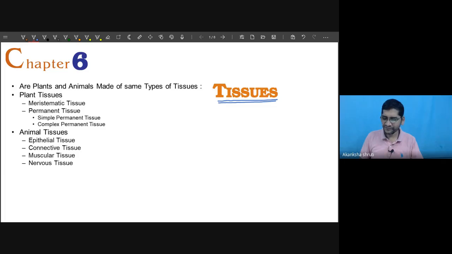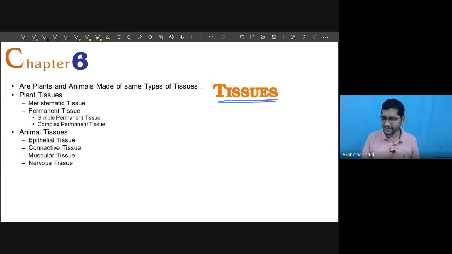Students, we have learned earlier about the cell. Cell is the functional unit of life, meaning the smallest unit where life exists is the cell. Now a large number of cells combine to form tissues. These tissues are of different kinds depending on their functional requirement. Depending on the function, a certain number of cells combine to form a specific kind called tissue. So these tissues we have to learn.